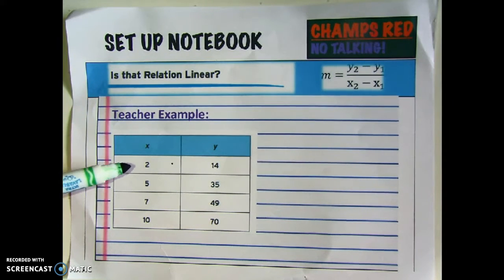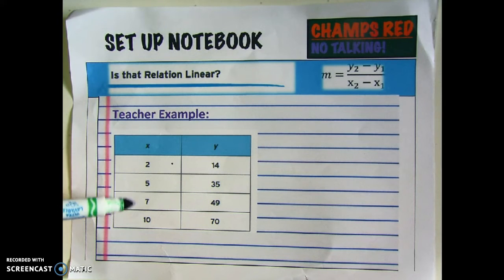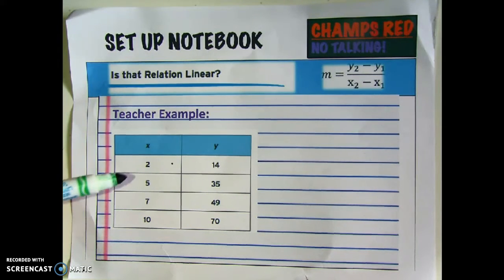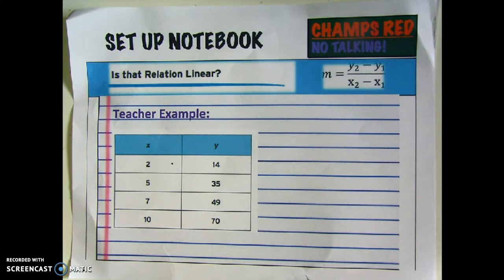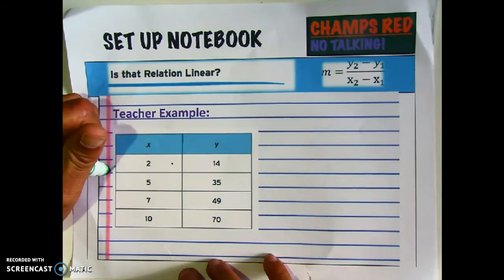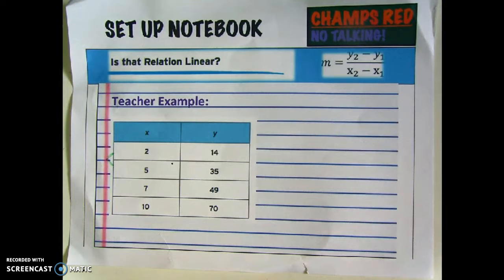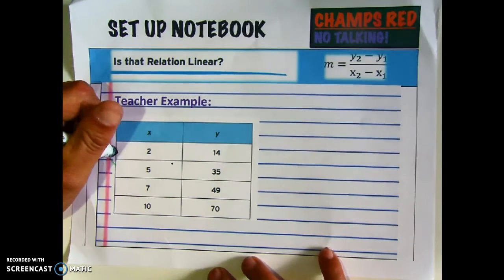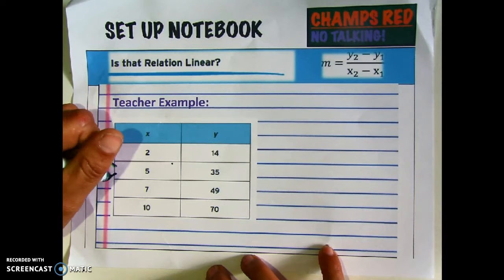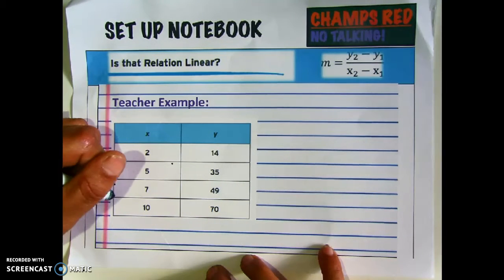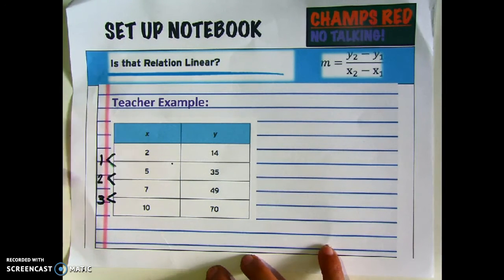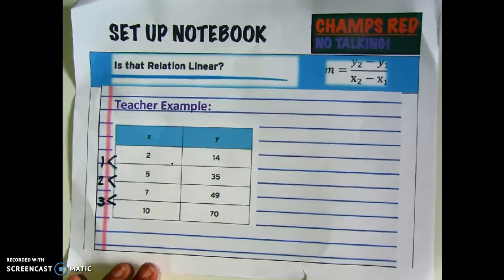Now the one thing we want to do is look at how many sets of ordered pairs are in this table. In this case, we have 4 sets. That means we always check one less than the sets. We're going to have to check 3 sets. This will be my first set. This will be my second set of ordered pairs. And this will be my third set. That's how you know how many sets to check: look at how many sets of ordered pairs there are and use one less.